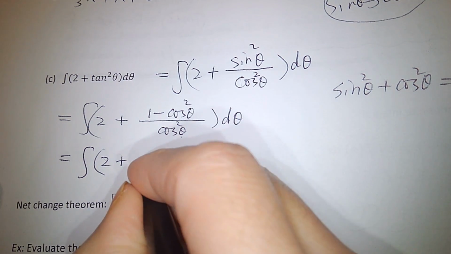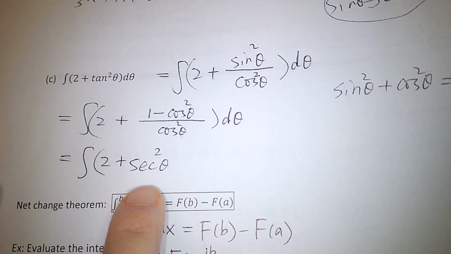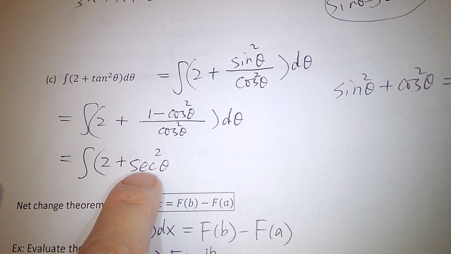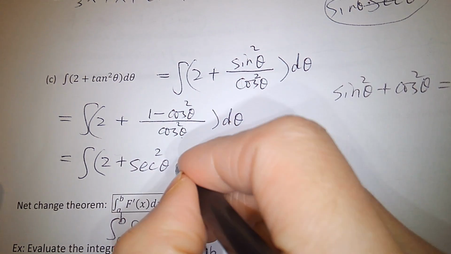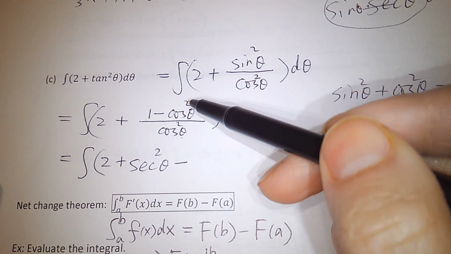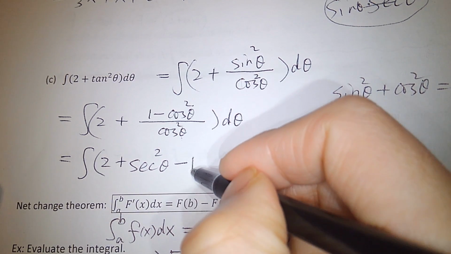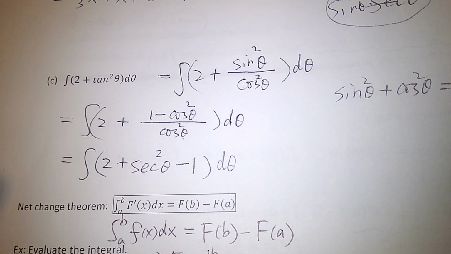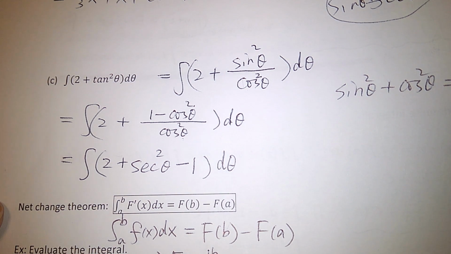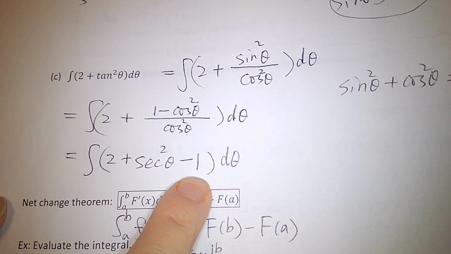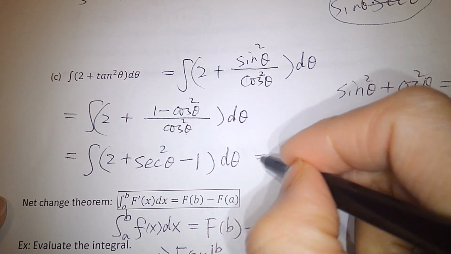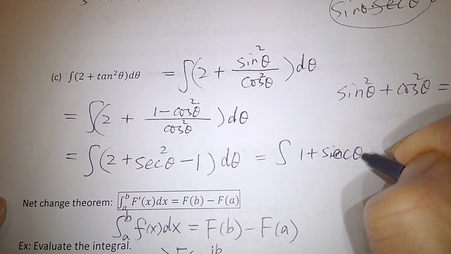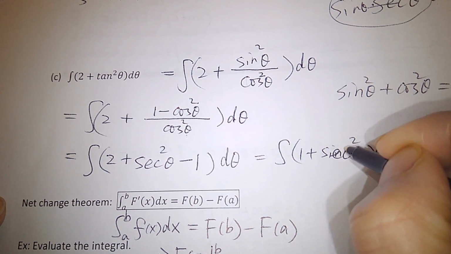This gives us secant theta squared. I just write it directly: 1 over cosine theta squared equals secant theta squared. And then minus what? Cosine theta squared over cosine theta squared, d theta. So 2 minus 1 actually is 1, so we have the integral of 1 plus secant theta squared d theta.